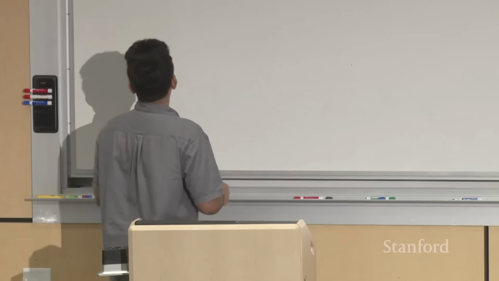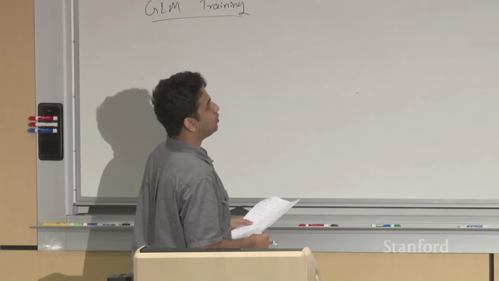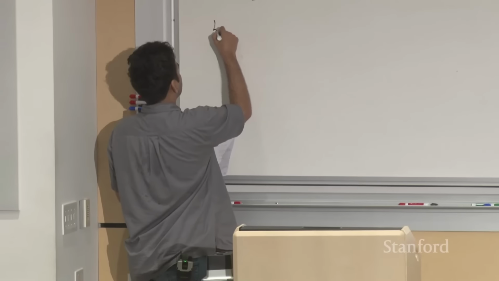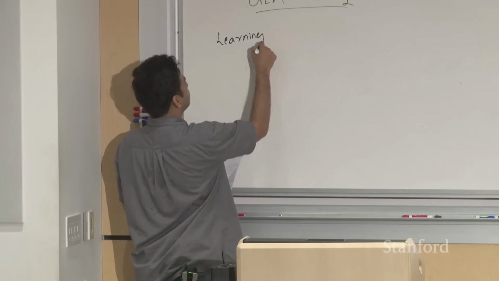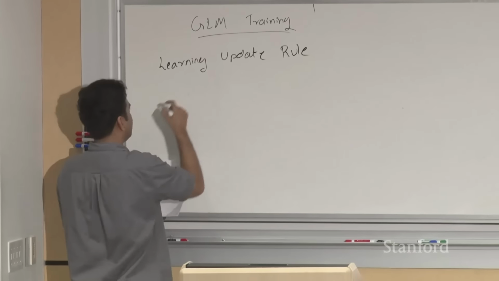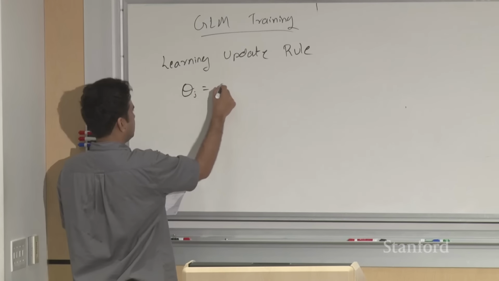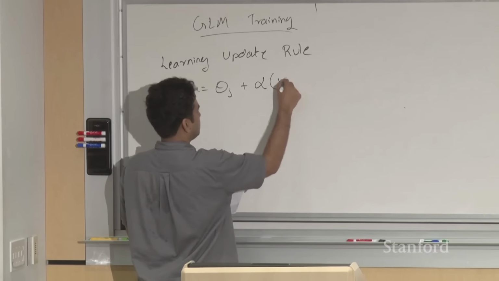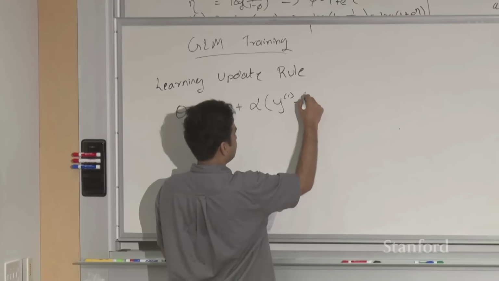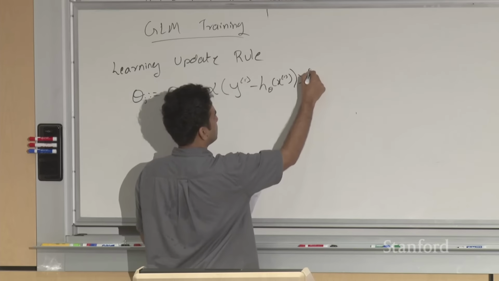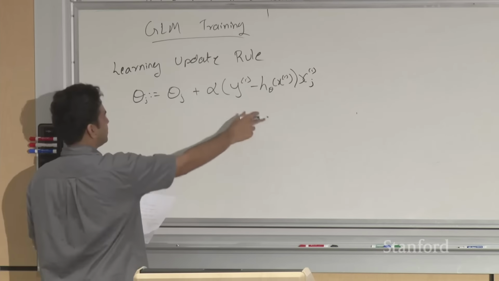But it turns out that no matter what kind of GLM you're doing, no matter which choice of distribution that you make, the learning update rule is the same. The learning update rule is theta j equals theta j plus alpha times y_i minus h theta of x_i. You guys have seen this so many times by now.